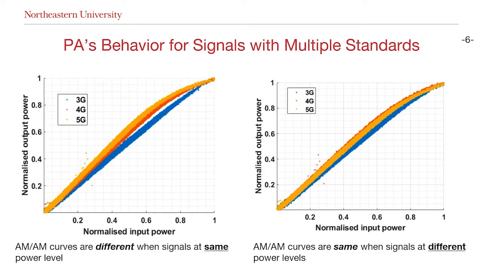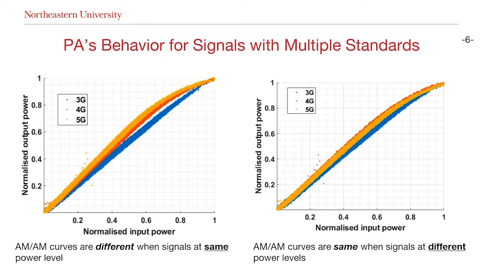So our work comes up with this common DPD system that will deal with the disadvantages of the previous systems. This design is based on an observation that the PA actually behaves similarly when input signals of different standards are set to proper power levels. It is clearer when we look at the figures here.